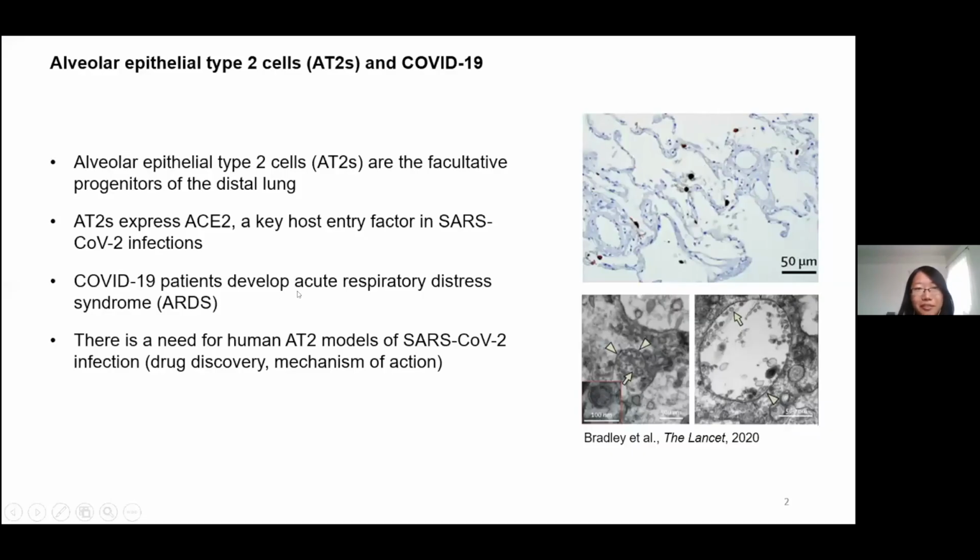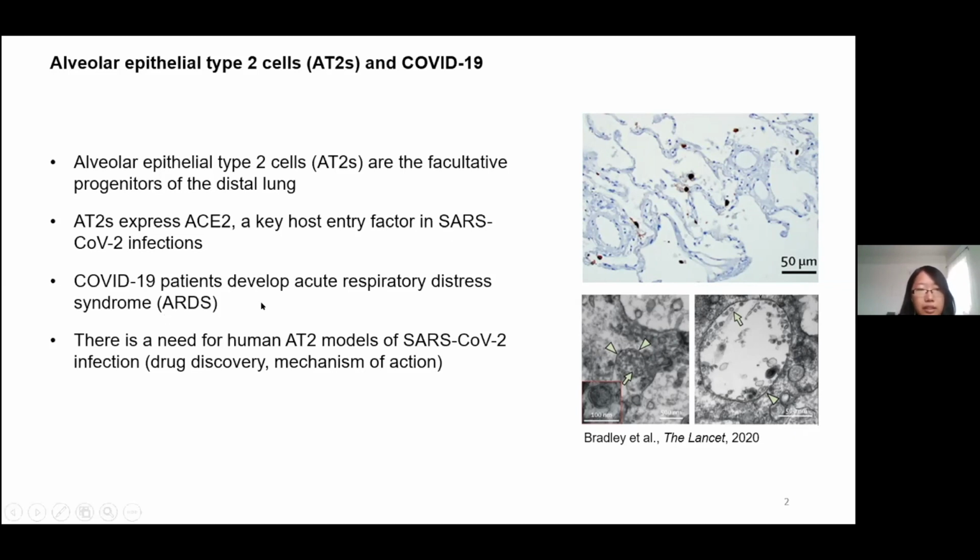So Julio went over a very nice background of this, so I won't dwell too much on the slide, but as you've heard throughout the day, alveolar epithelial type 2 cells, or AT2s, are the facultative progenitors of the distal lung, and they proliferate and differentiate after injury. We know that AT2s do express ACE2, which is a key host entry factor in SARS-CoV, as well as in recent literature in SARS-CoV-2 infections. So we know that they're very important in terms of looking at COVID-19.